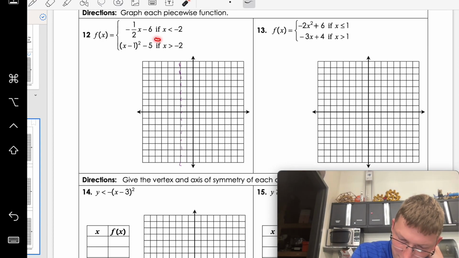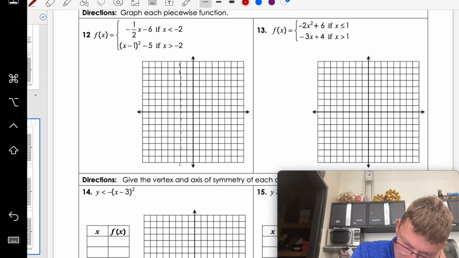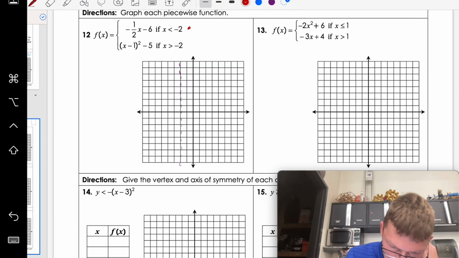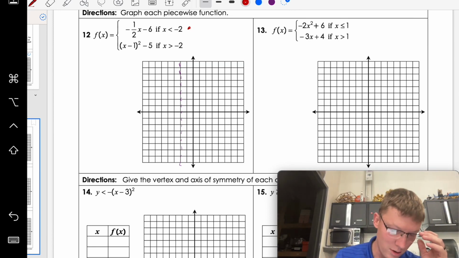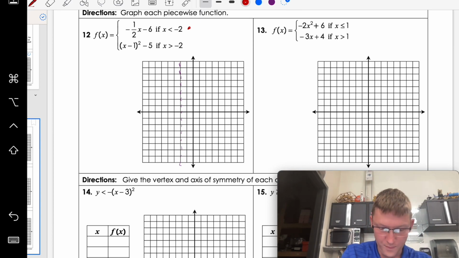So then on the left side of it, it's going to be this guy, and on the right side of it, it's going to be that guy. So we're going to start with the left. We're going to make that guy red. And that looks like just a normal line to me. So there's no x squared, there's no nothing, it's just a normal line.